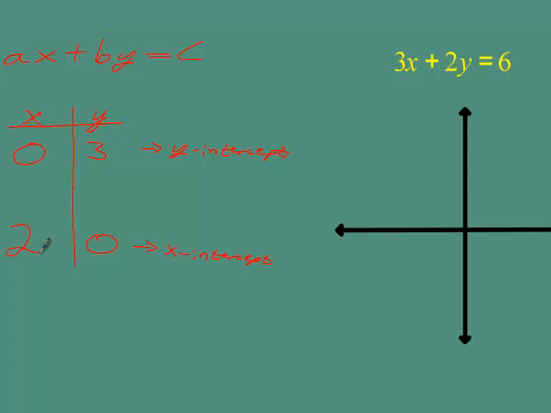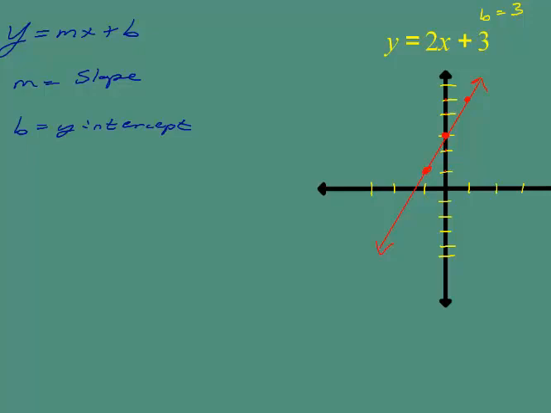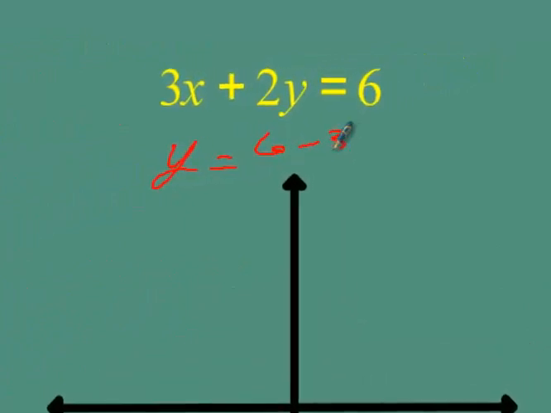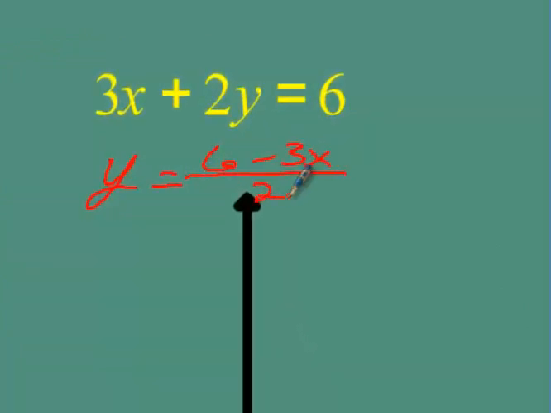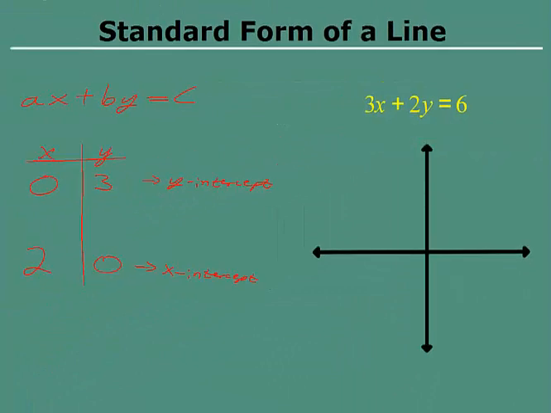You get to choose what I'm going to tell you. If y is isolated, slope-intercept form. When you're in standard form, this is the easiest way to graph. But if you wanted to, you could get y by itself here. So you would isolate y and get 6 minus 3x all over 2, and then get this to 3 minus 3x over 2. And now that y is by itself, you can use slope-intercept form. But it's a step beforehand, or you can just plug in zeros. It's your choice, as long as you're right.